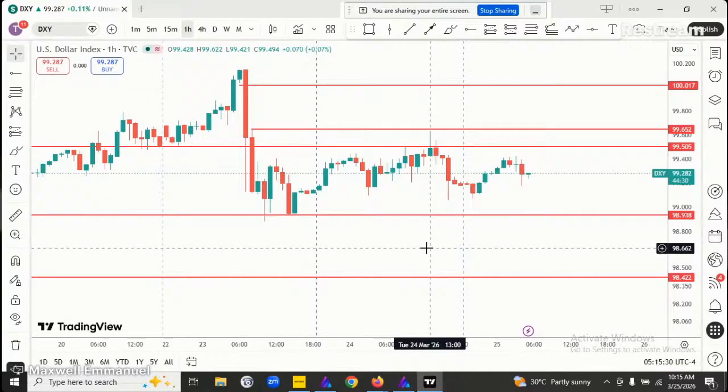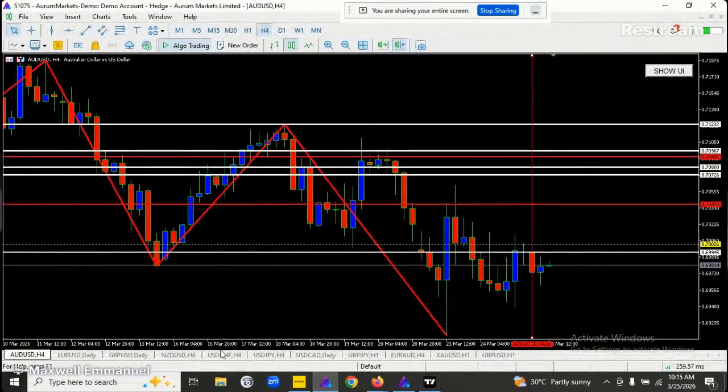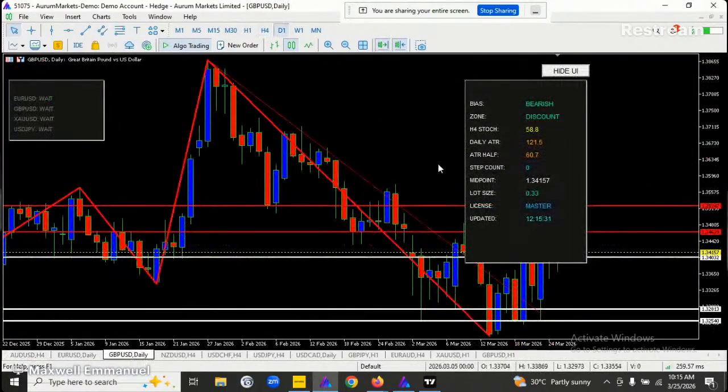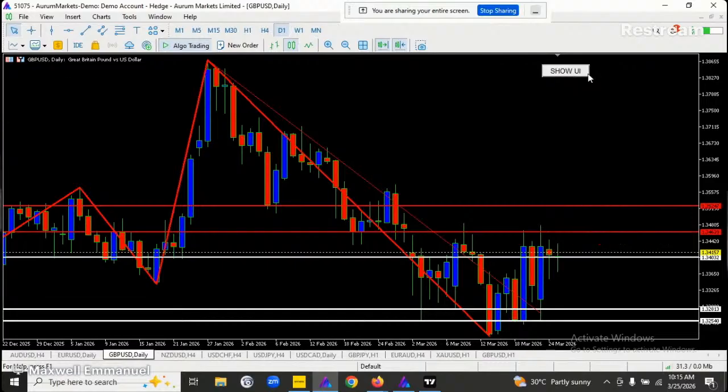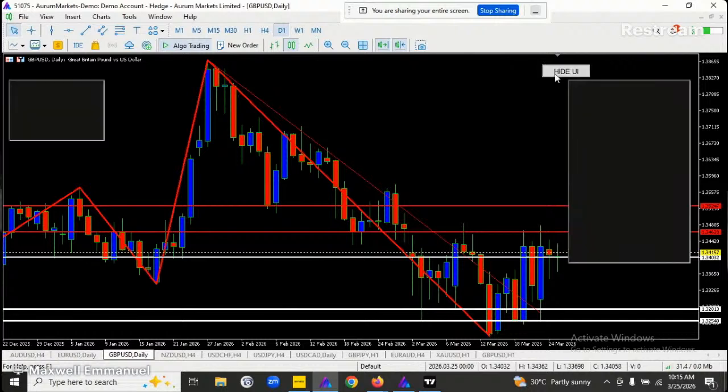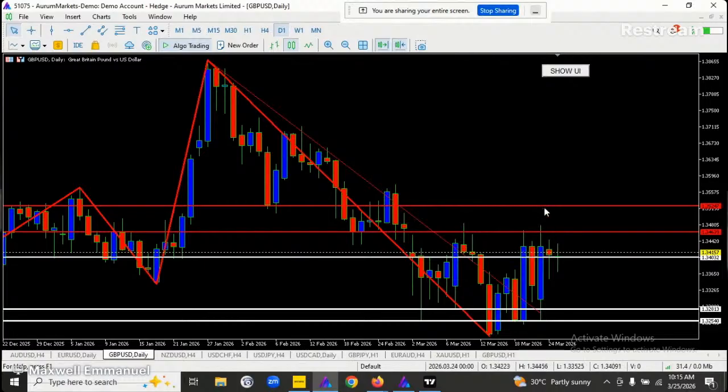So let's start by looking at GBP USD. What's the bias on GBP USD? You can see the bias on GBP USD is bearish. We expect the dollar to be bullish, so GBP USD should be bearish. I would love to see price pull back.